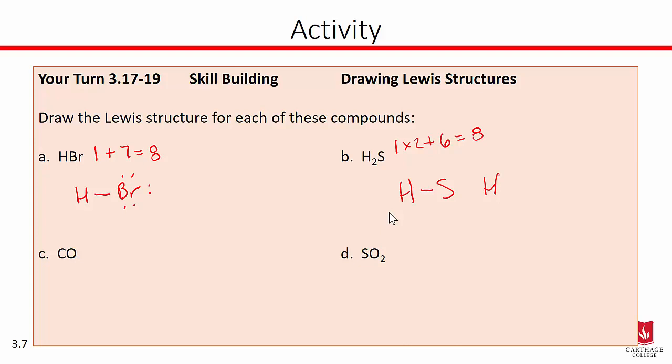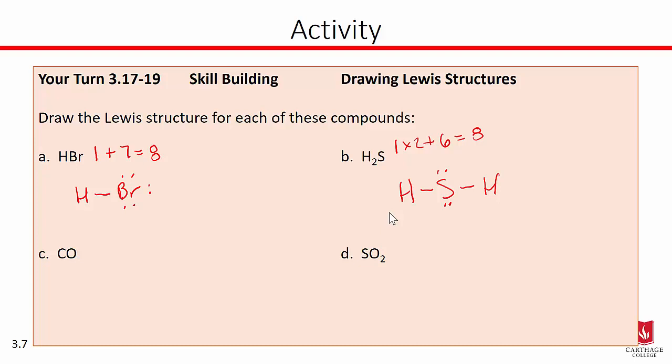Drawing the skeletal structure, I have to have bonds between the hydrogen and sulfur on either side. So I've drawn a total of 4 electrons already. 8 minus the 4 I've drawn gives me 4 to work with. Those extra 4 electrons are going to go around sulfur, just like that.